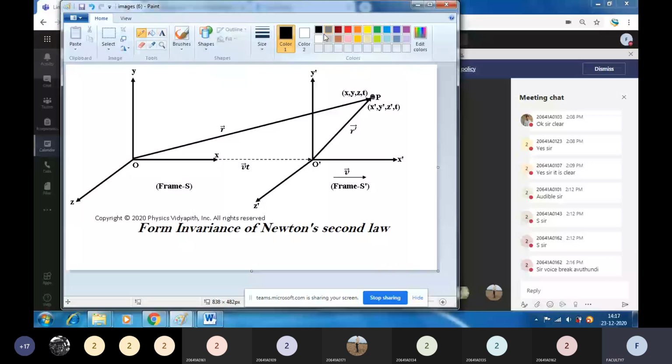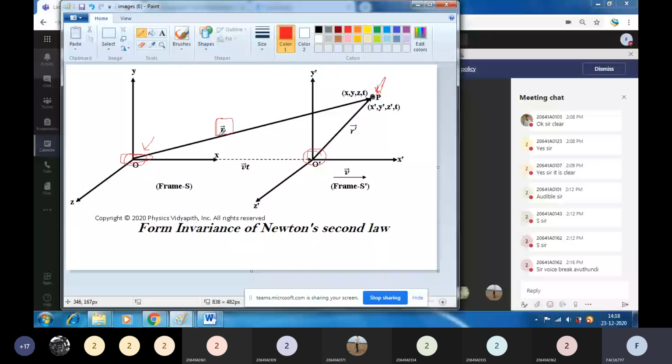Now from here we are observing this particular point P. Thereafter we will observe the same point from O dash. If you go from O up to point P, how can you give the position here? It is given by R, which is a vector, the position of this particular point P from point O to point P.